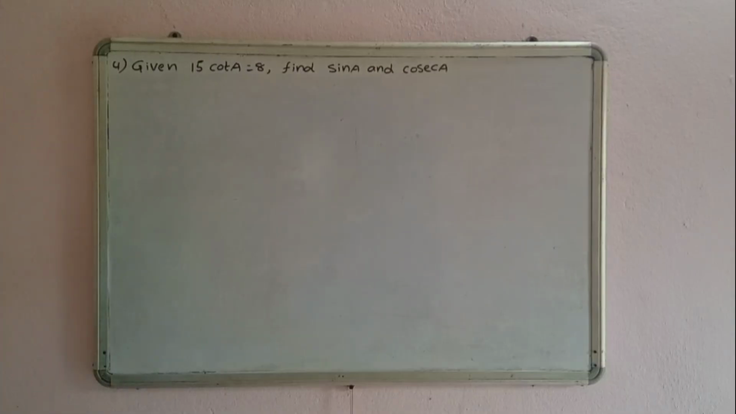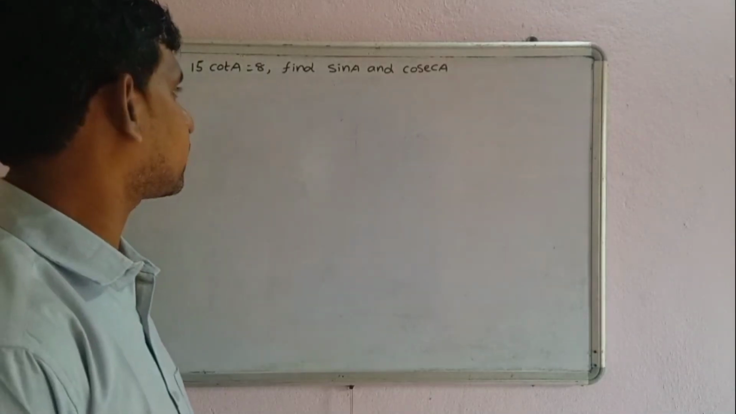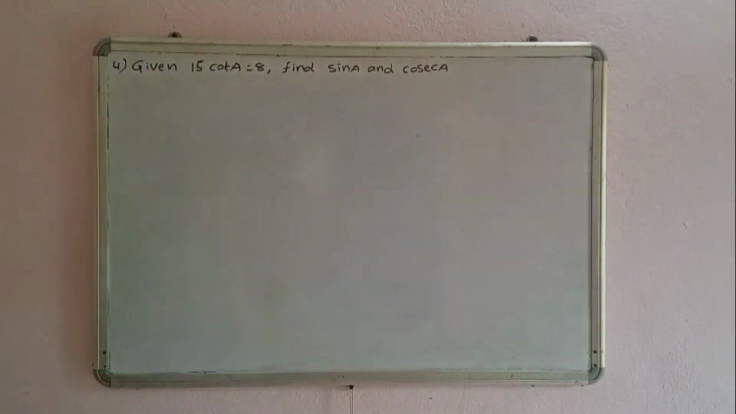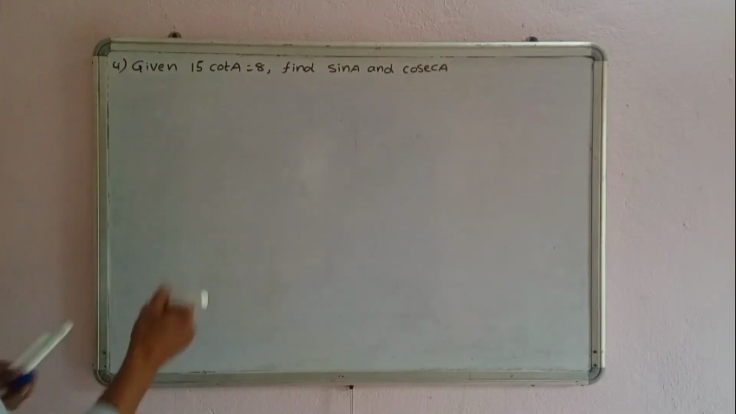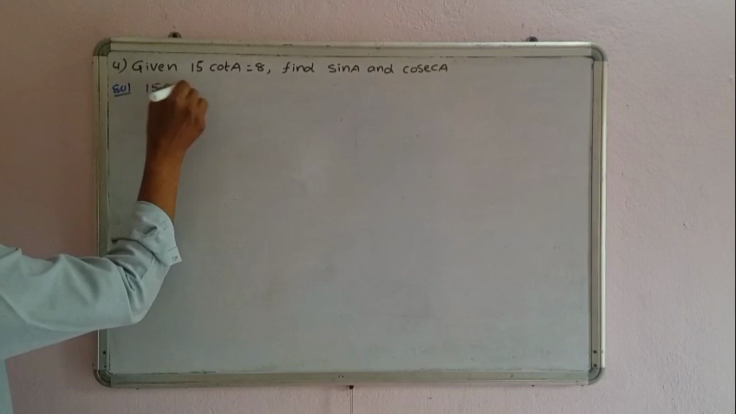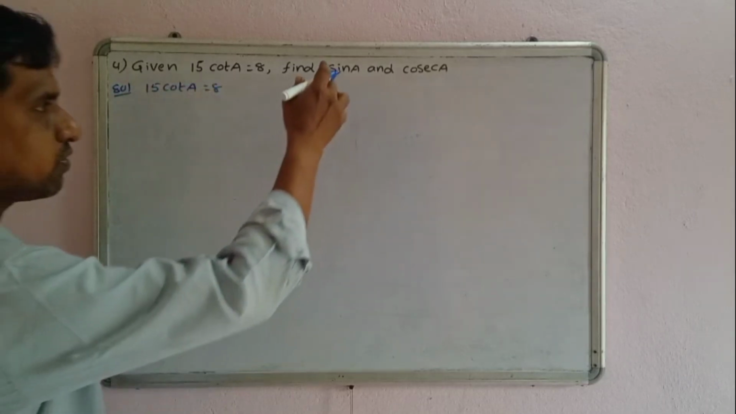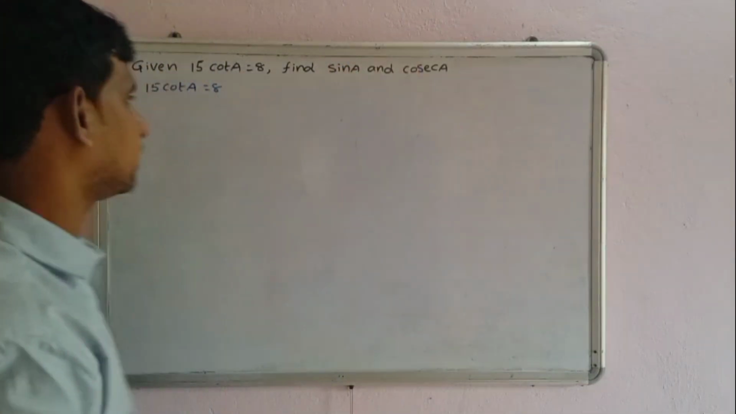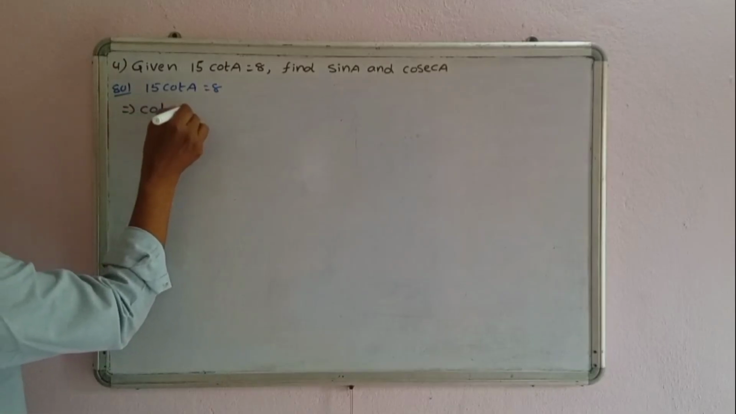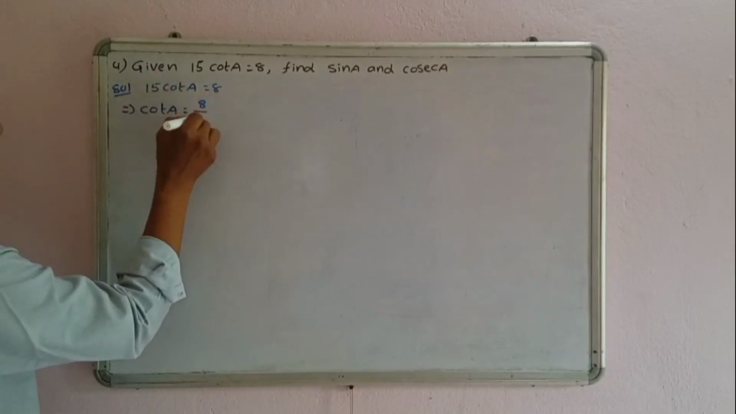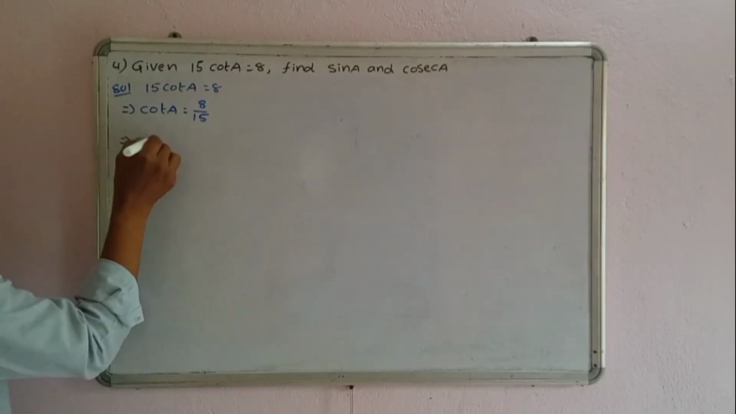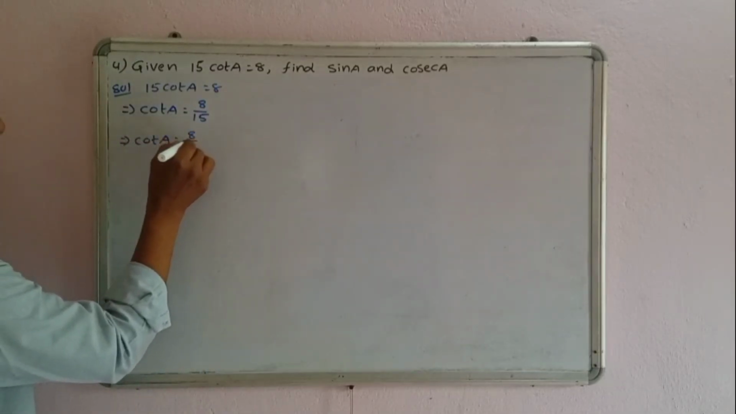Problem 4. Given 15 cot A equals 8, find sin A and cosecant A. See, 15 cot A equals 8. So now we will find sin A and cosecant A. So 15 cot A equals 8 means cot A equals how much? Cot A equals 8, 15 transpose to right side, divided by 15. So cot A equals 8 over 15.